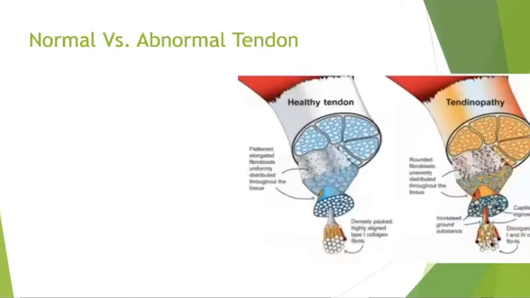So let's take a look here. You can see here, hopefully on the picture, I know it's kind of small for some of you, two different tendons. The one here on your left is going to be healthy. The one on your right is going to be labeled as tendinopathy.